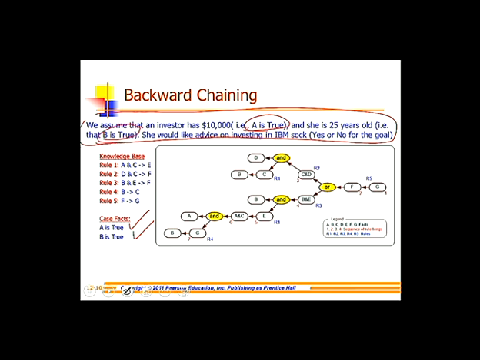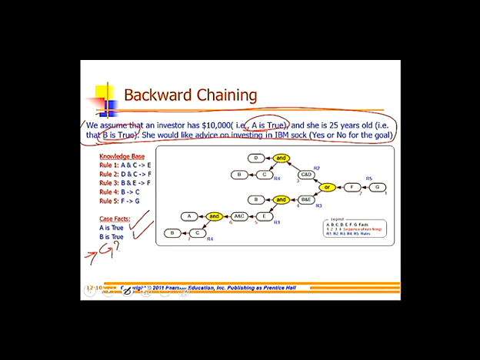We want to know whether G is true or not. Our goal is G. If G is true, she is advised to invest in IBM stocks. If G is false, she is advised not to invest in IBM stocks. Let's see how backward chaining works. Backward chaining is goal driven. So our question is G.